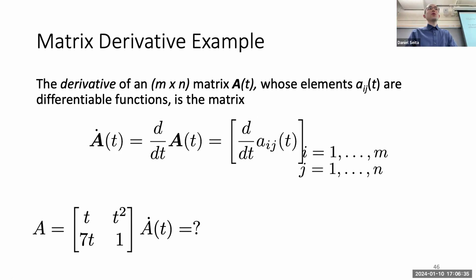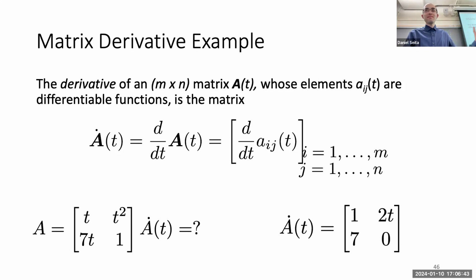What's the matrix derivative of this? Everyone got it? So for each component individually, you take the derivative with respect to t, and then you get 1, 2t, 7, 0.